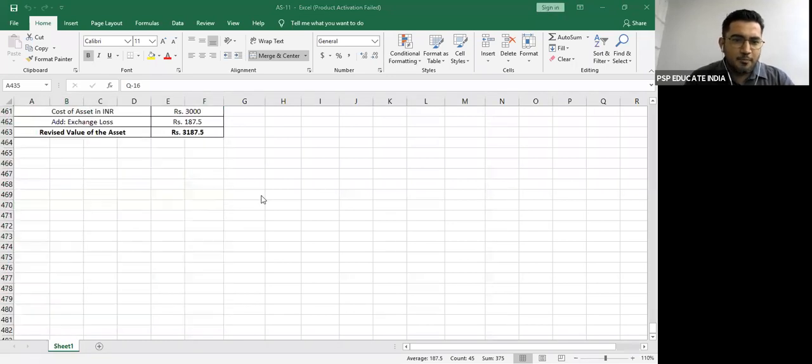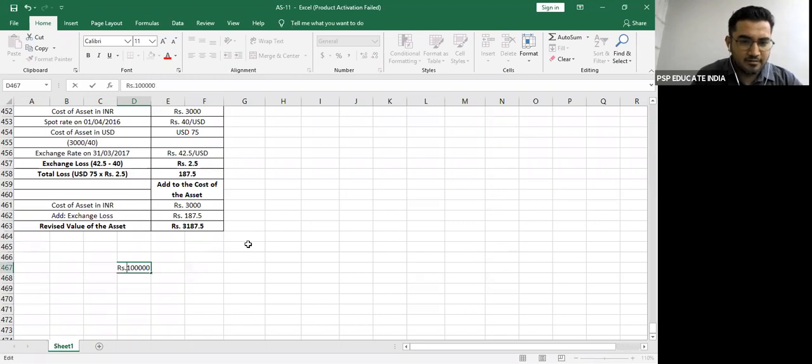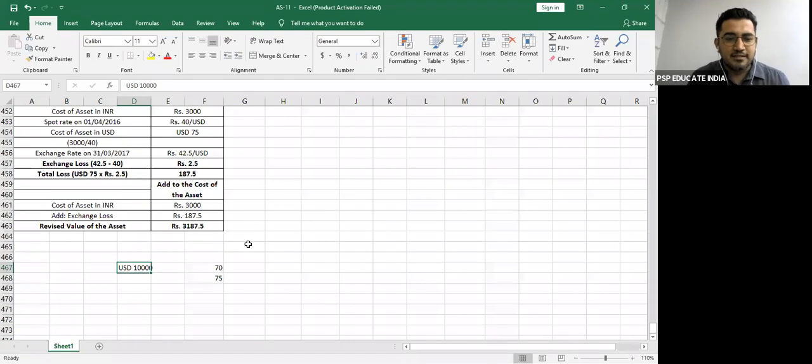Let's make one hypothetical example over here. For example, you take a loan of 1 lakh rupees. Let's keep it in INR. You take a loan of 1 lakh. Now the value earlier was 70 rupees. Now it becomes 75. Let's keep it 10,000 US dollars for ease.